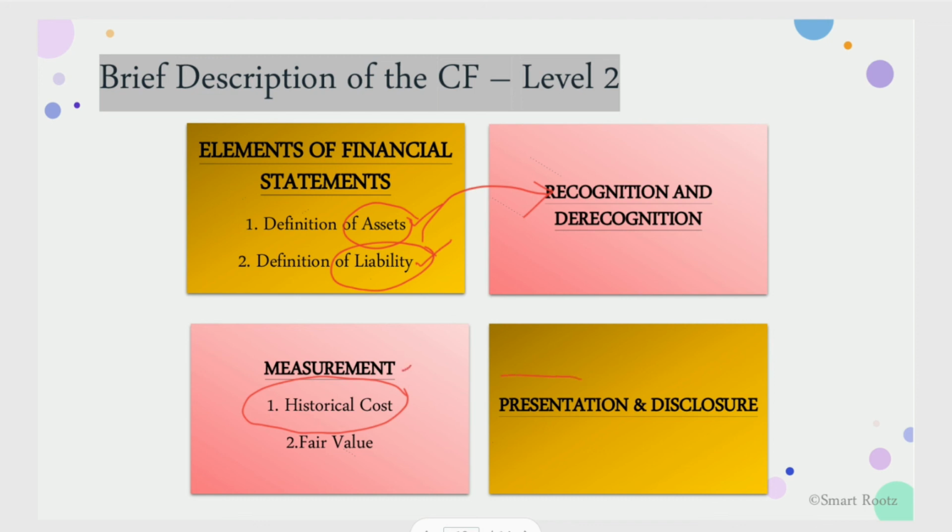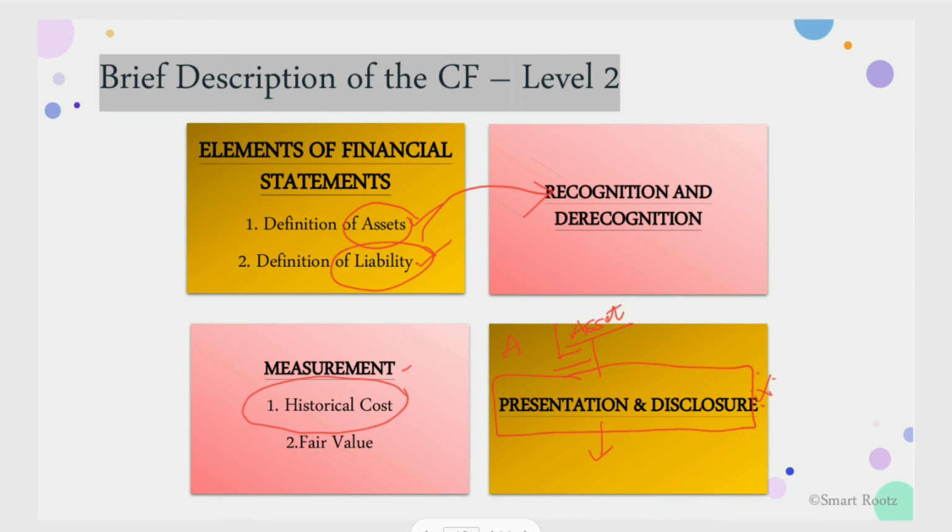Then it also talks about presentation and disclosure. It is important to give a detailed presentation and disclosure about various items to make it more relevant to the users of financial statements. So in case you have an asset, we will have a schedule called asset schedule that will give details of all the assets that we have purchased, all the assets that we have sold, and different types and classes of assets. So that is important to cater to the needs of the users of financial statements.